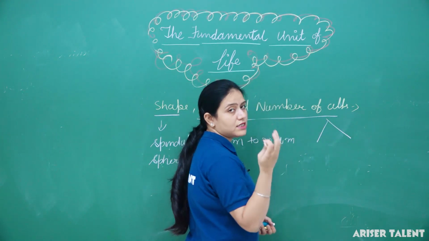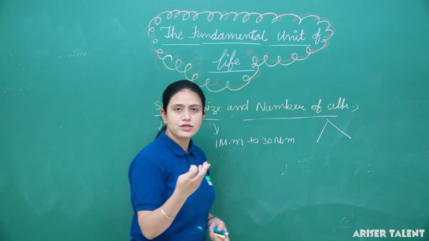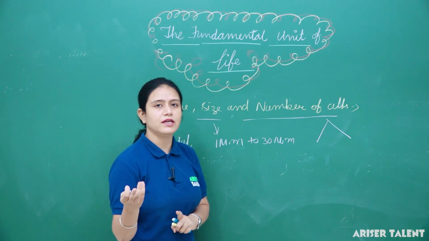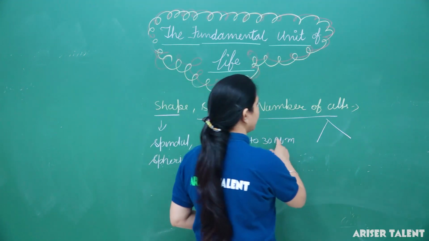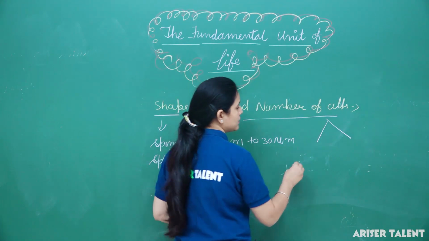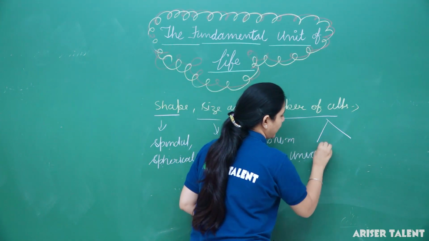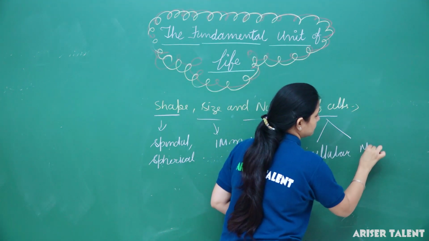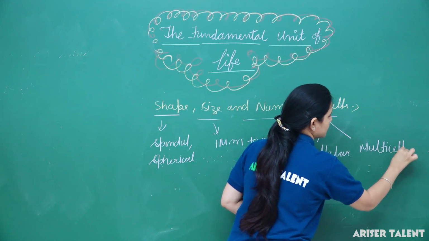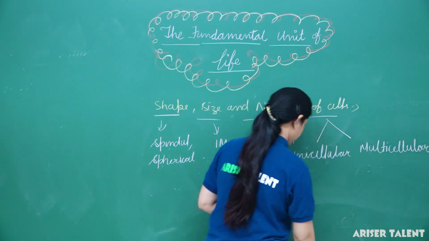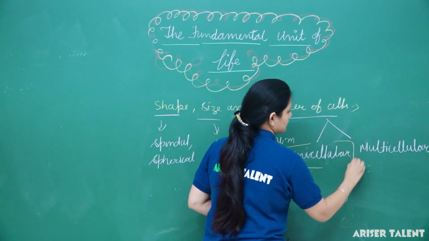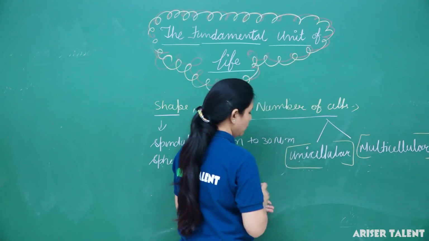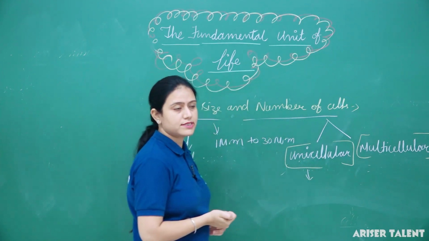if one cell is present in the organism, then it is known as unicellular. If more of the cells are present in organism, then they are known as multicellular. So, thus we can say on the basis of number of cells, organisms are of two types, unicellular and multicellular. What are unicellular? When the organism have only one cell.